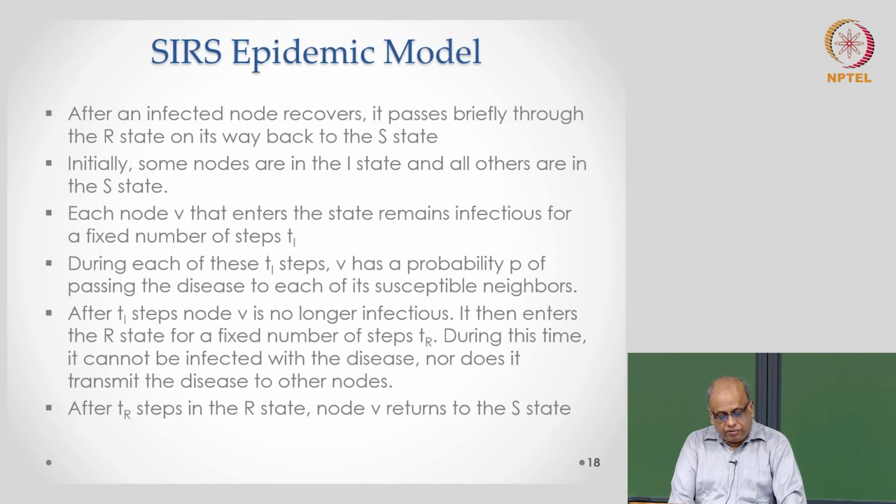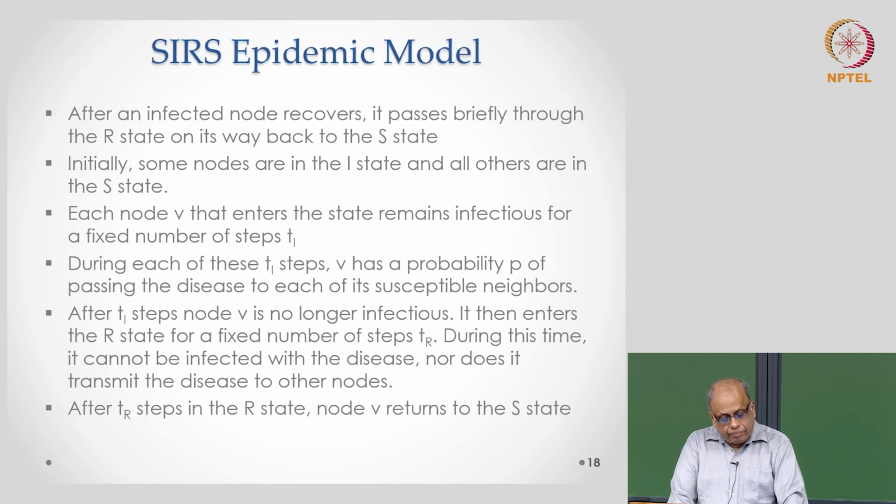So you have immunity for maybe 1 year after you have the disease, but then the antibodies die down, and you are again susceptible to the disease. Initially some nodes are in the I state and all others are in the S state.